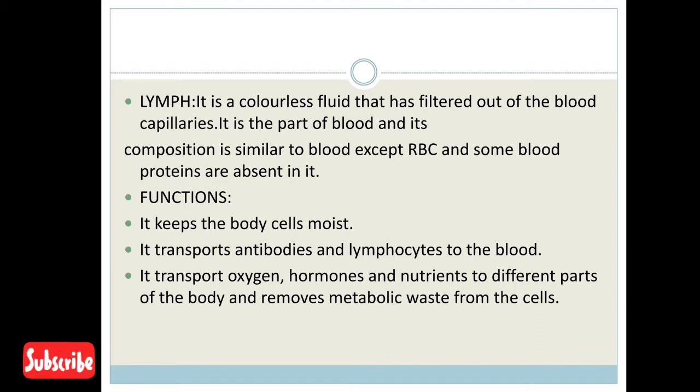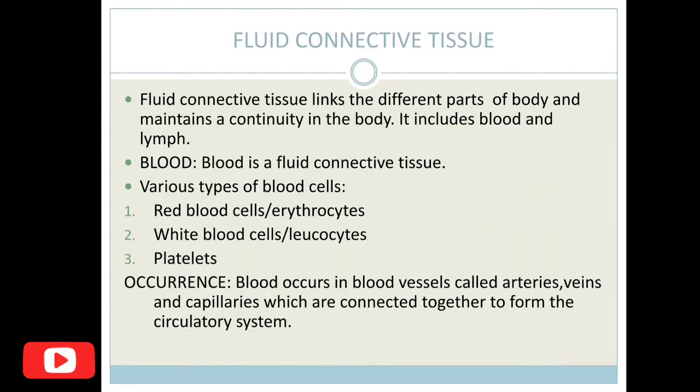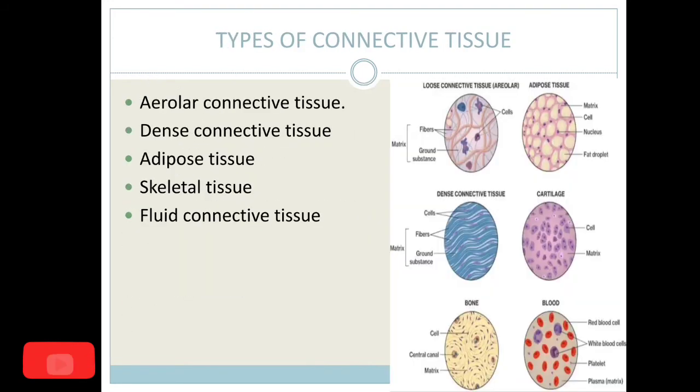And the main function of the lymph is that it keeps the body cells moist, and it transports the antibodies and lymphocytes to the blood, and also it transports the oxygen, hormones and nutrients to different parts of the body and removes the metabolic waste from the cells. So these are the different types of the fluid connective tissue, that is the blood and the lymph. You can see here the picture of the fluid connective tissue. So this is all about the different types of the connective tissue.